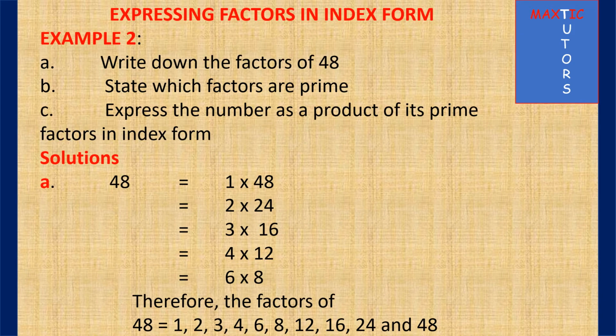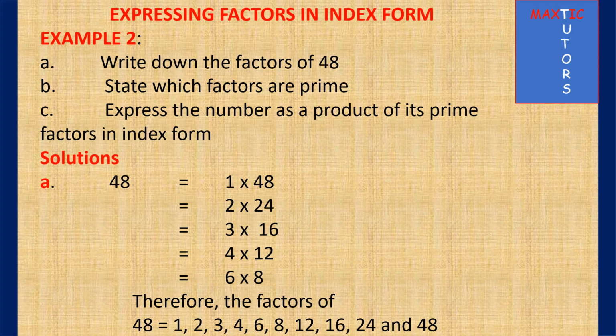Let's look at another subtopic: expressing factors in index form. That is under example 2. Write down the factors of 48 and state which factors are prime. Then also express the number as a product of its prime factors in index form.